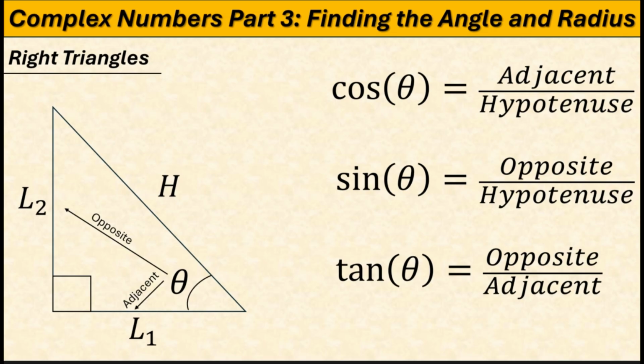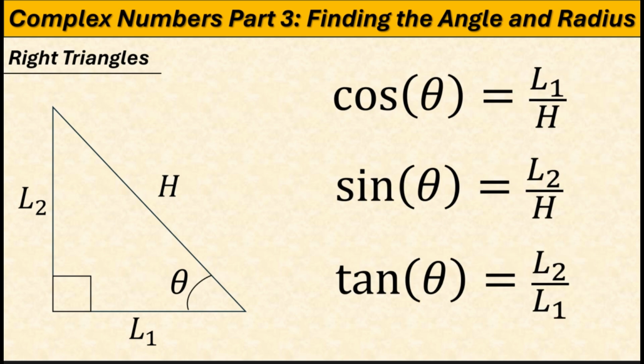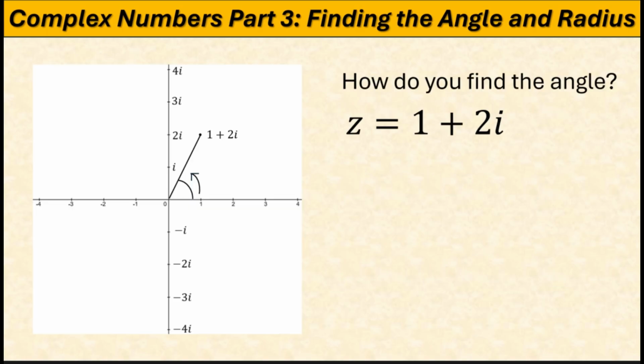Calling our angle theta, which is what the symbol that looks like a zero with a line through it is called, and knowing the definitions of these trigonometric functions, we can represent the angle using the legs and hypotenuse of the right triangle. So, how can this be used to find the angle of a complex number?